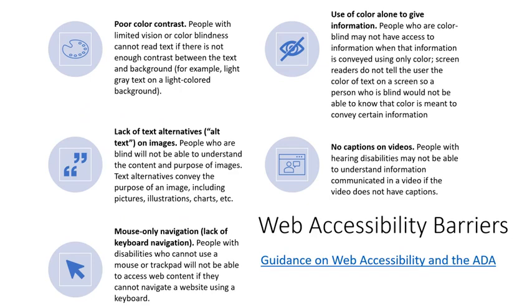When designing your online exhibit, keep accessibility in mind. You want to make this information available to as many people as possible. I've noted some of the web accessibility barriers listed on the ADA guidance page. I've also got a link to the full guidance page on this slide. Some of these are design choices that you can make in most platforms. For example, making sure that there's enough contrast between the color of the text and the color of the background.